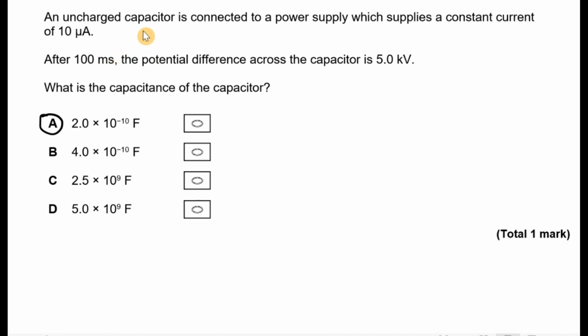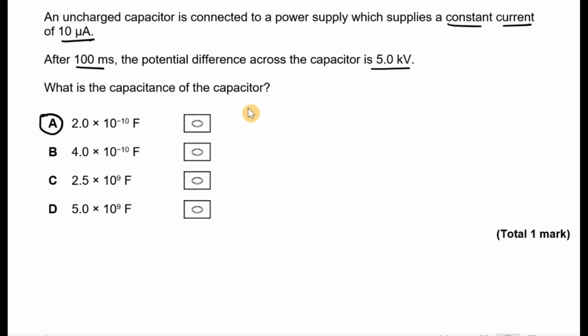So we've got an uncharged capacitor connected to a power supply which supplies a constant current of 10 microamps, and after 100 milliseconds the potential difference across the capacitor is 5 kilovolts. What is the capacitance of the capacitor?